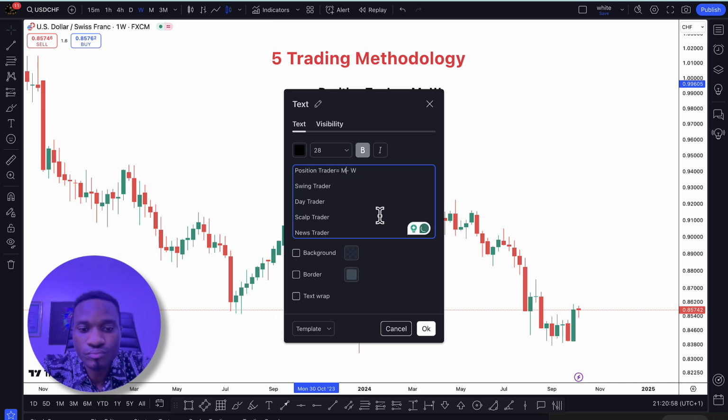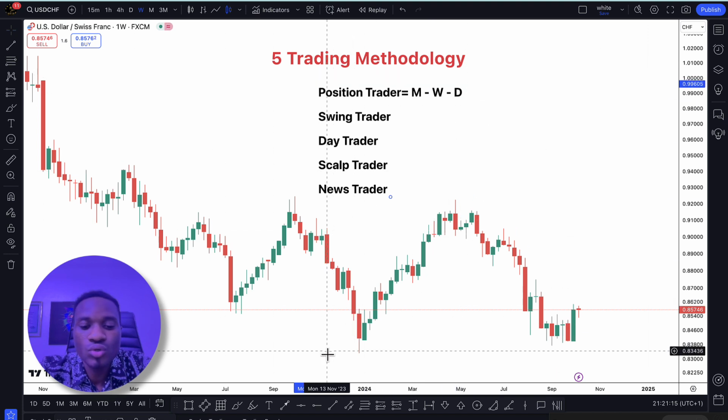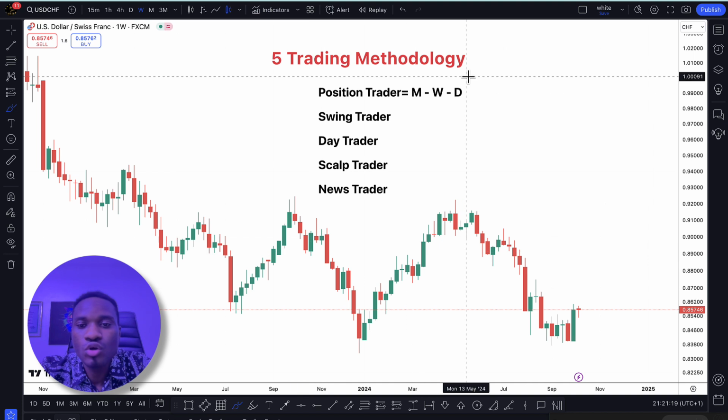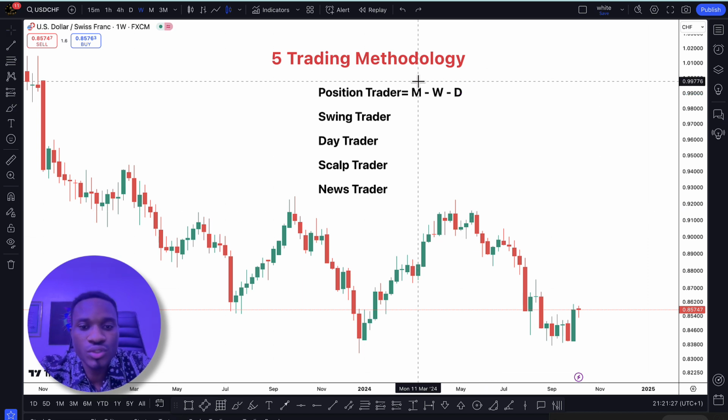So he or she analyzes the chart to the weekly chart, and later analyzes the day chart, and the entry is made on the day chart. So the entry of a position trader will be made on the what? On the day chart. Good. Now let's go to the swing trader.